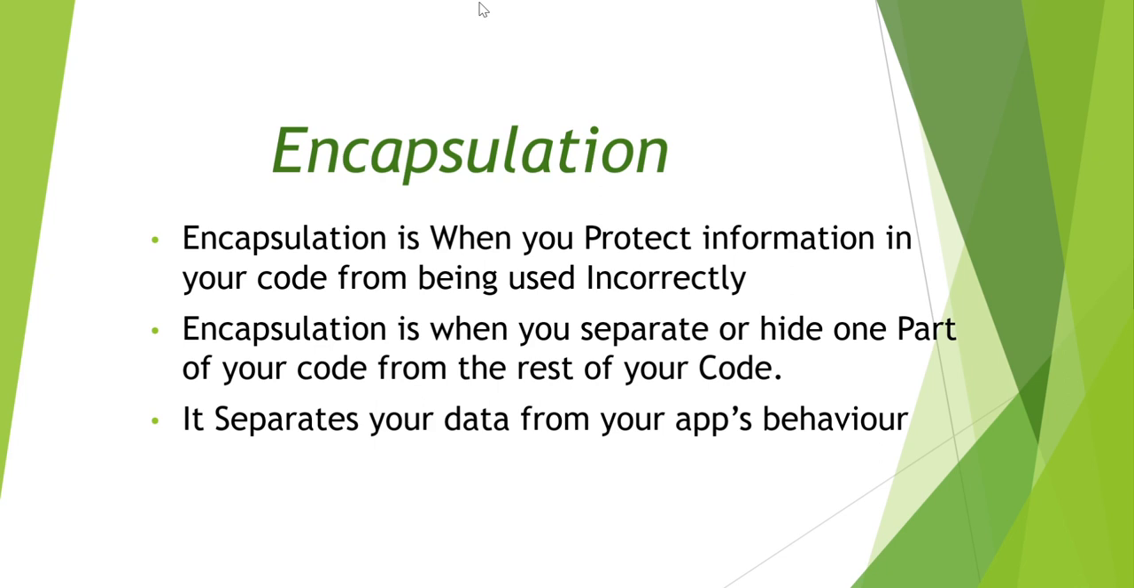Today we are going to talk about a really important and first pillar of OOPS concept, that is encapsulation. What is encapsulation? Encapsulation, by the word, it means encapsulating your data, your method into a single unit. Encapsulation is when you try to protect information in your code from being used incorrectly. Encapsulation is when you separate or hide one part of your code from rest of your code. It separates your data from your app's behavior. Okay, let's check out the demo for clear understanding.